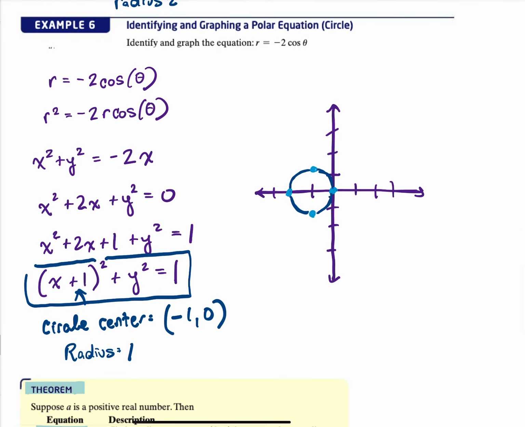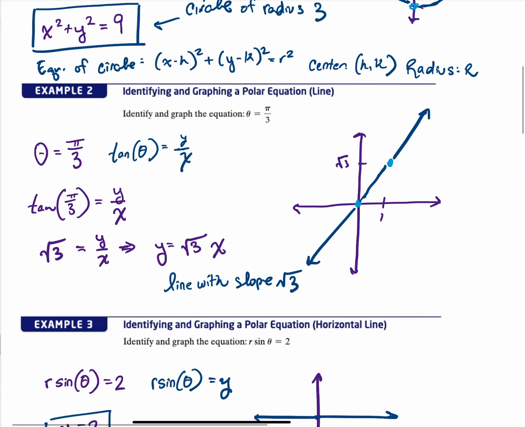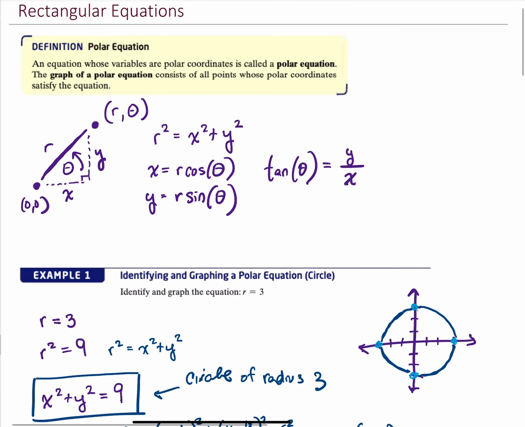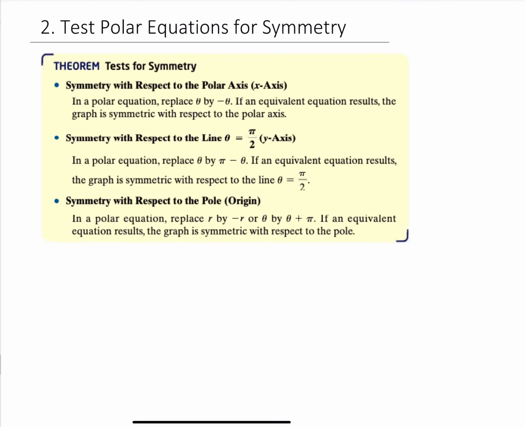So this was converting from polar into rectangular coordinates and then using that familiar equation of a circle, or we saw the equation of lines, something we could recognize in rectangular coordinates. But with polar coordinates, we can also graph more interesting shapes that have less of an analog in the rectangular system.